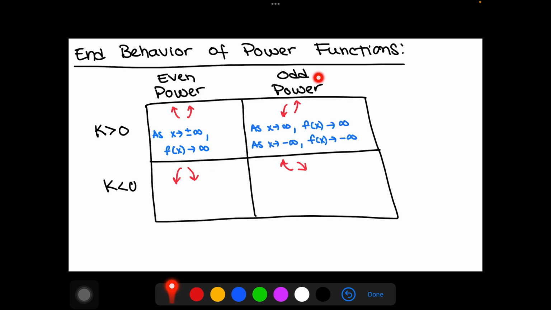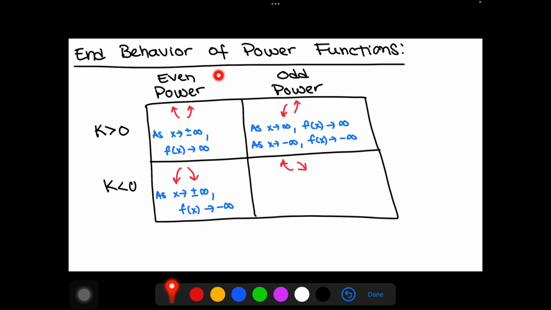In the case of the odd power, positive constant, as x goes to infinity, that means as we go to the right, the y values go to infinity. The graph goes up. But as we go to the left, as x goes to negative infinity, the y values go down or go to negative infinity.